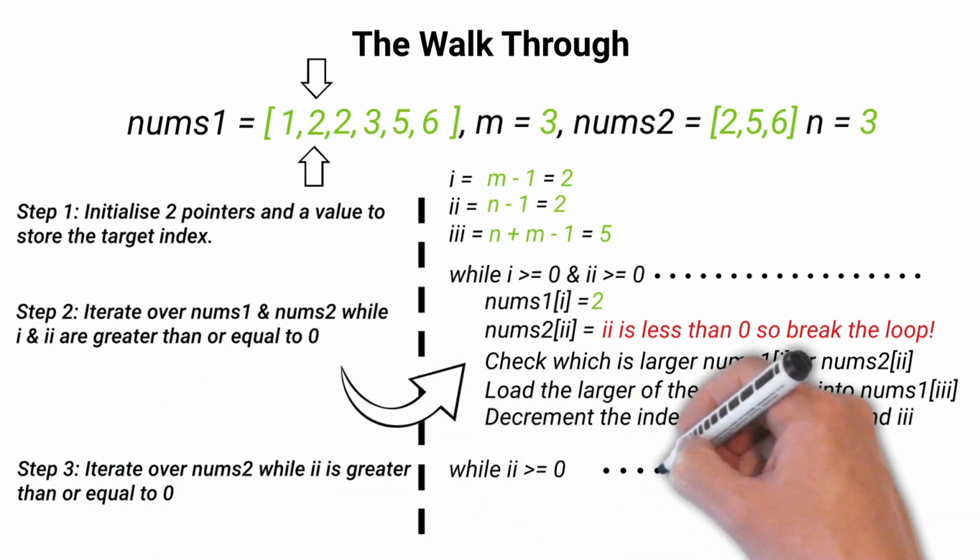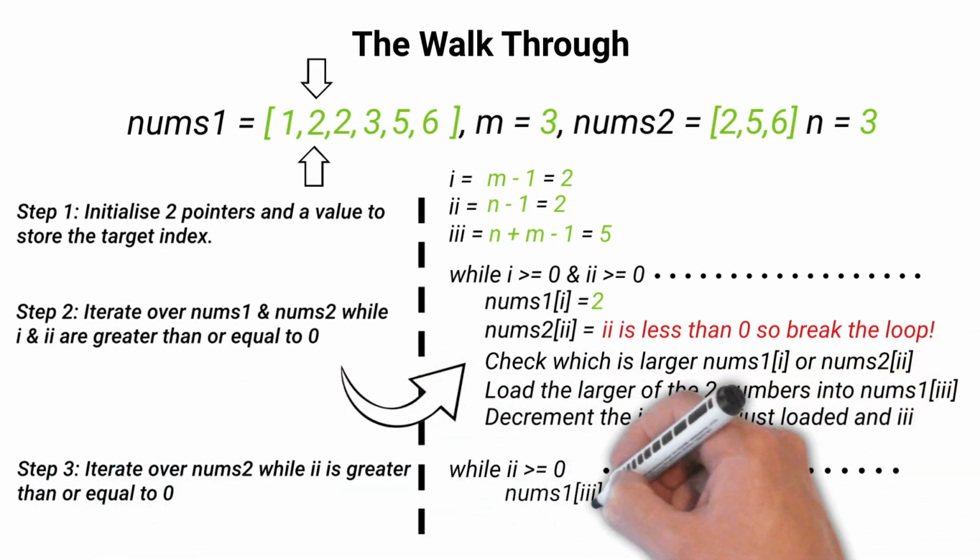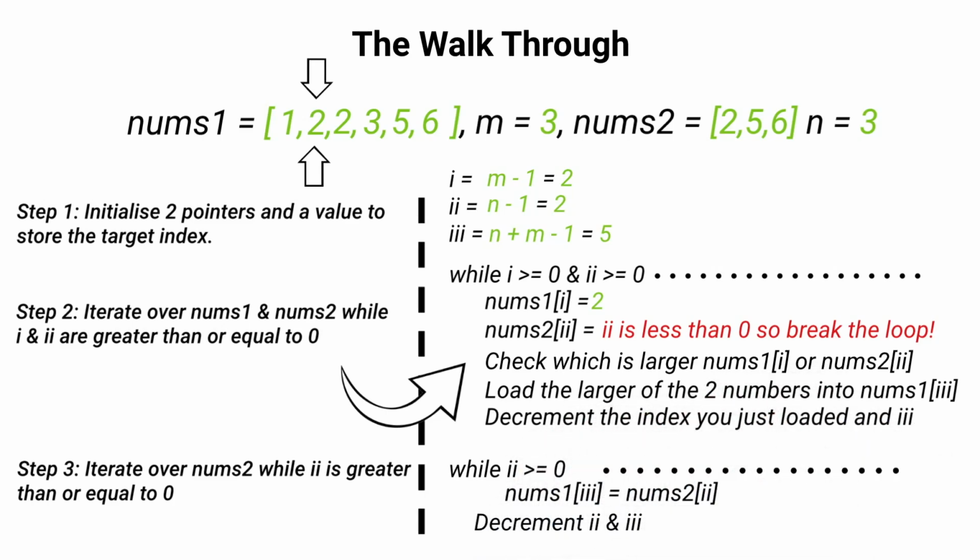And then step 3, iterate over nums2 while j is greater than or equal to 0. And set nums1[k] equal to nums2[j] and then decrement j and k. This will ensure that you process all numbers in nums2.